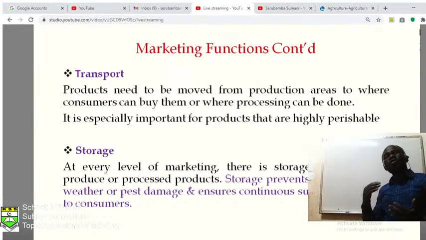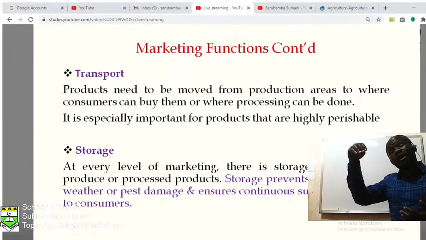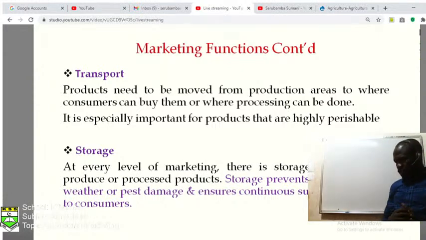Okay? And once you store these products well, we can achieve constant supply of a particular product throughout the year. Okay? You realize that in Uganda here, we have about two main seasons. So when it is off season, where do we get the products? We get products because they were stored well. So storage is a very key marketing function as well.